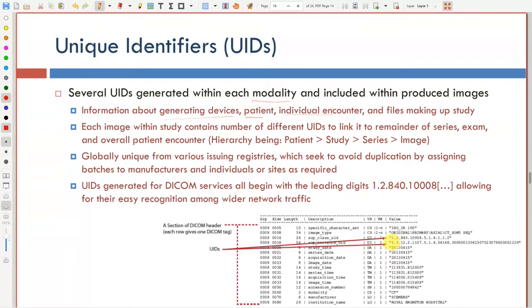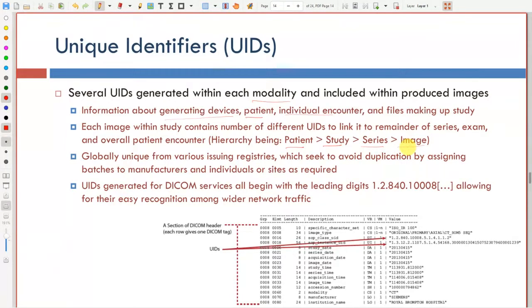And also, if you have a patient, you have to have a unique identifier for the patient. We don't have patient information here, but actually you have to have one. So usually each one of these images would contain different unique IDs to link it to the remainder of the series and the exam, and overall patient count. For example, you usually have a patient that does a study. The study is composed of different series, and each series has several images. Sometimes you have the whole series in a certain DICOM file. Sometimes you have the individual image as a DICOM file.